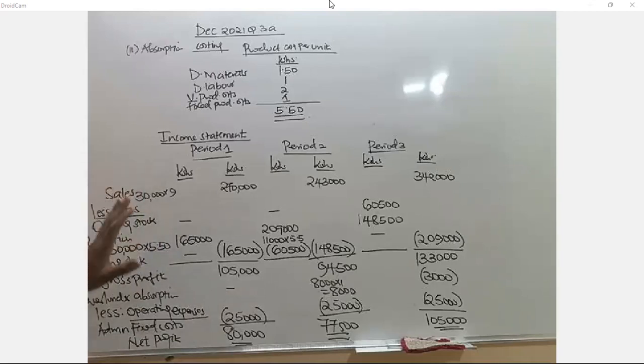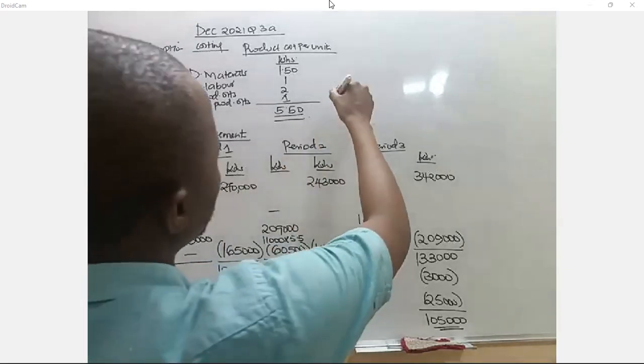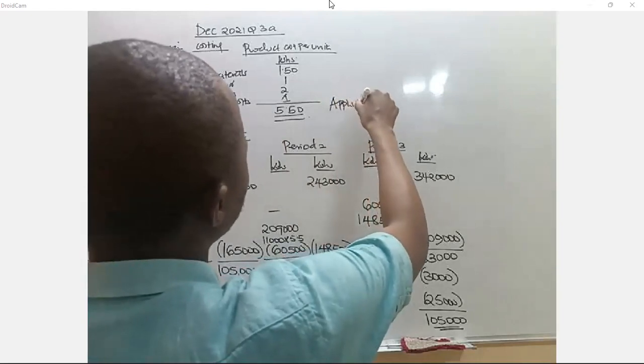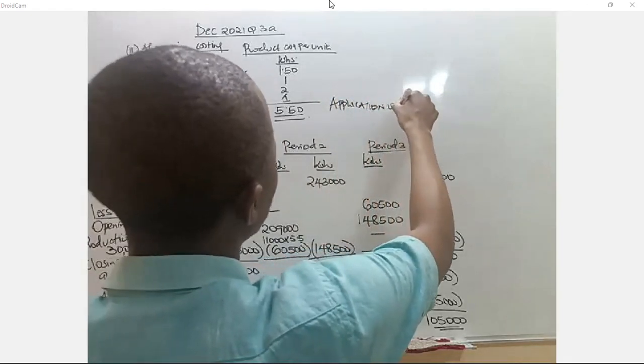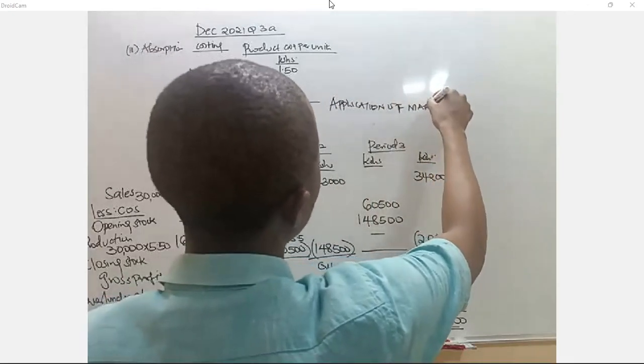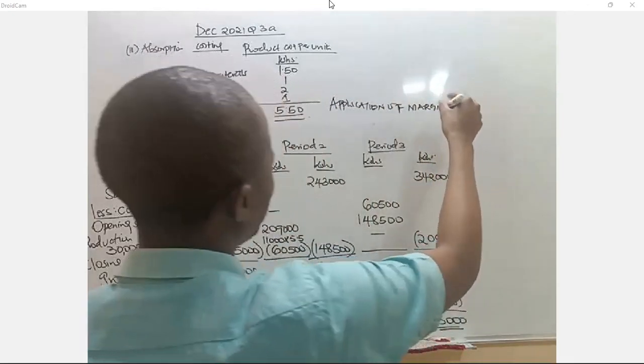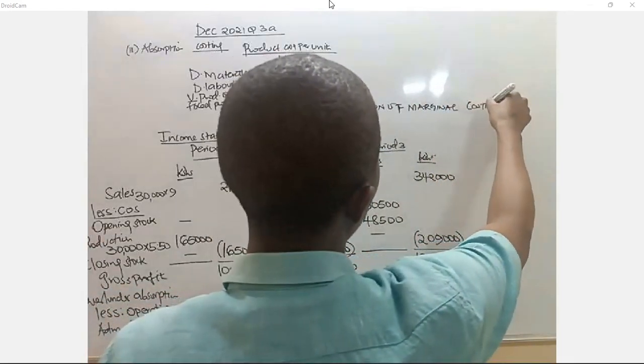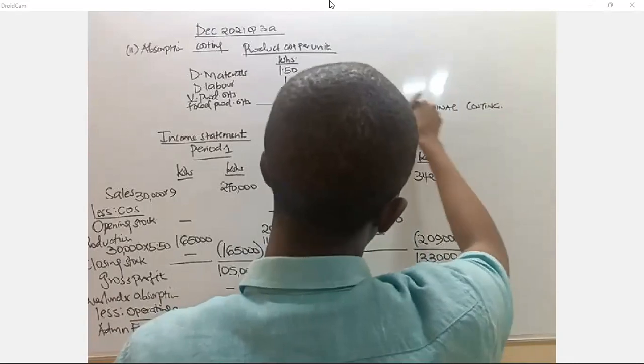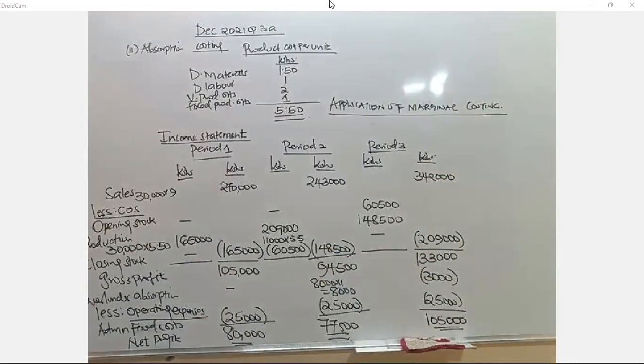So the assignment which I will give you here is for you to go and reconcile the absorption with the marginal, and look at whether we can get the same answers. Then when we are meeting next, we are going to be doing the application of marginal costing. A lot of questions are coming from this area. Application of marginal costing is the next stage where we should be working on over the weekend.